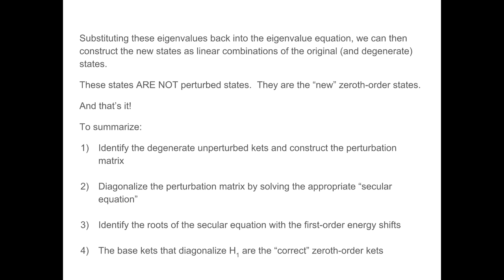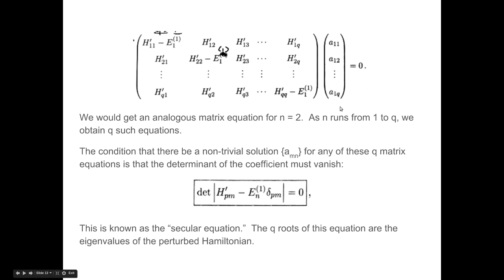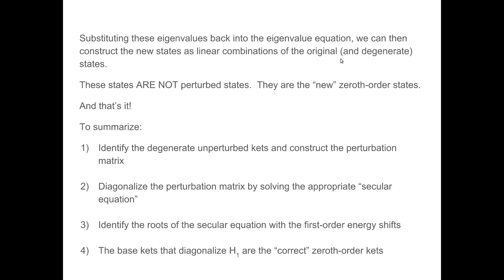The new eigenstates, we can always write them as linear combinations of the original, the degenerate states. So I would go back here and plug in, and solve for these new eigenstates, and they're going to be linear combinations of the states that we started with, which were degenerate. And just to stress again, these states that we construct are not perturbed states. They're not like the first order states that we constructed when we did non-degenerate perturbation theory. They're what we call the new zeroth order states.